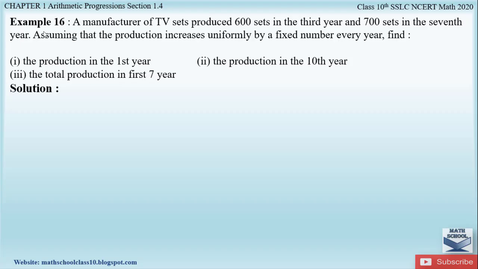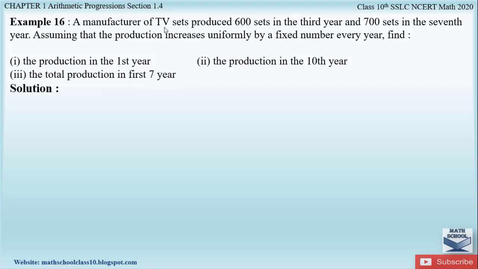So example number 16 from chapter number 1, Arithmetic Progressions, says: a manufacturer of TV sets produced 600 sets in the third year and 700 sets in the 7th year. Assuming that the production increases uniformly by a fixed number every year, we have to find out the production in the first year, the production in the 10th year, and the total production in the first 7 years.